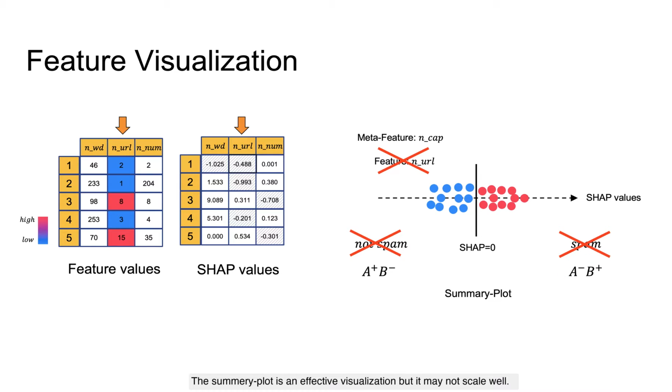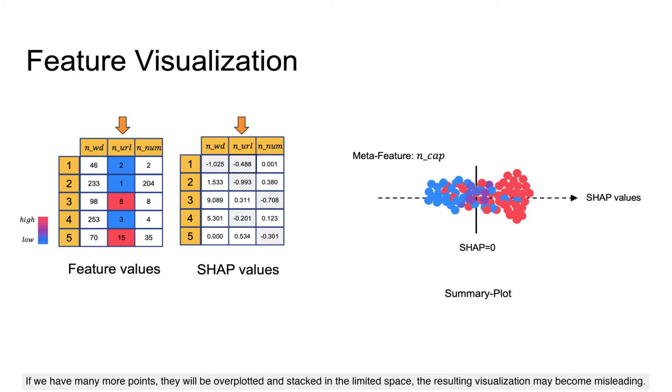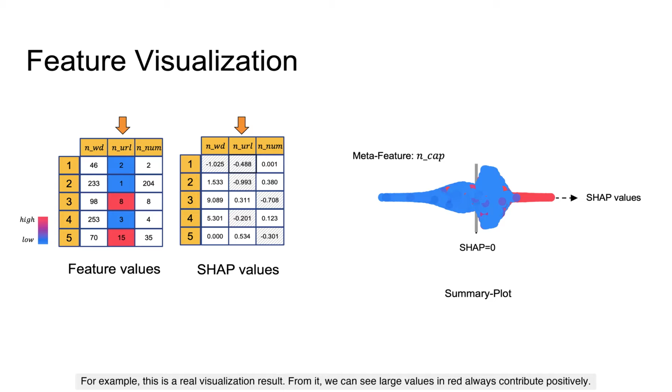The summary plot is an effective visualization, but it may not scale well. If we have many more points, they will be all plotted and stacked in the limited space. The resulting visualization becomes misleading. For example, this is a real visualization result. From it, we can see large values in red always contributed positively. However, the fact is that there are many red points being plotted under the blue ones on the left.